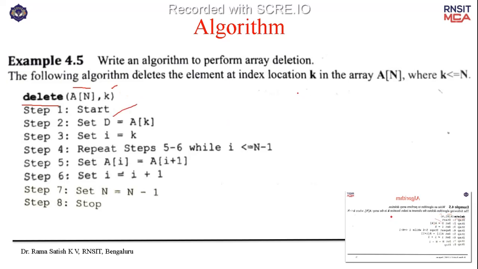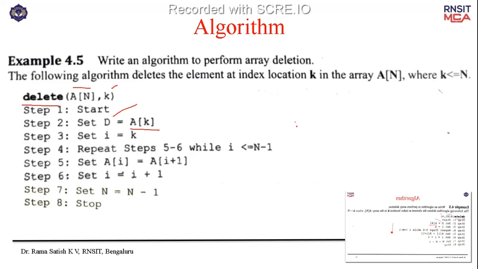Okay, D is the deleting. Now, set D is equal to A of K. This is the element you are deleting. So, you're first storing it in D. Now, set I is equal to K.